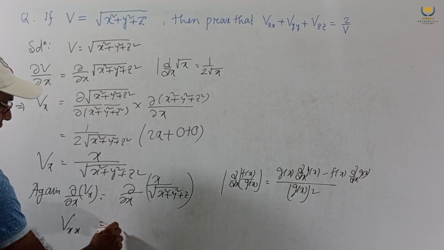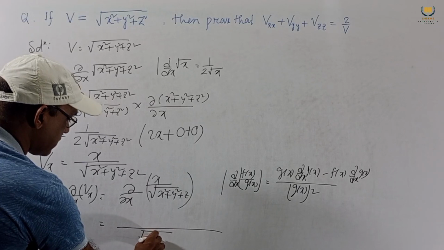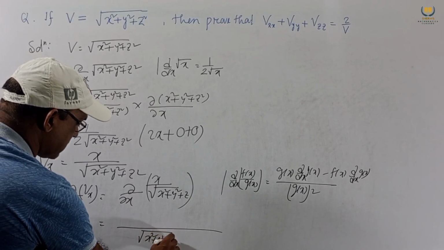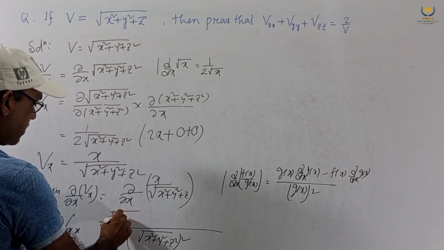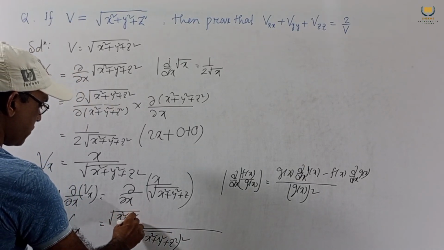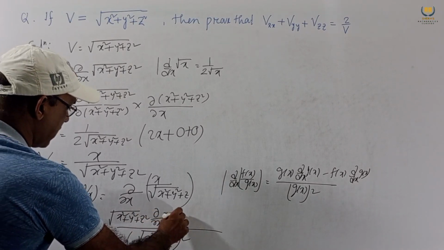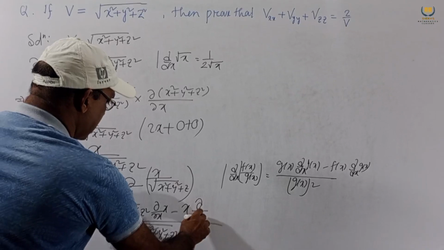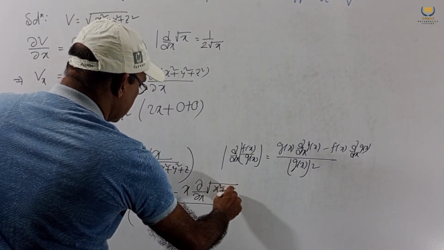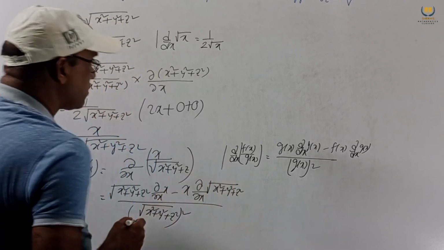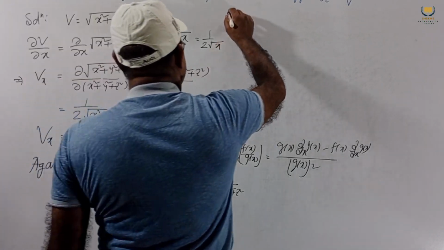Using this quotient rule, the denominator is root over x square plus y square plus z square, whole square. Then the numerator is root over x square plus y square plus z square times del x of x, minus x times del x of root over x square plus y square plus z square. We get this one.